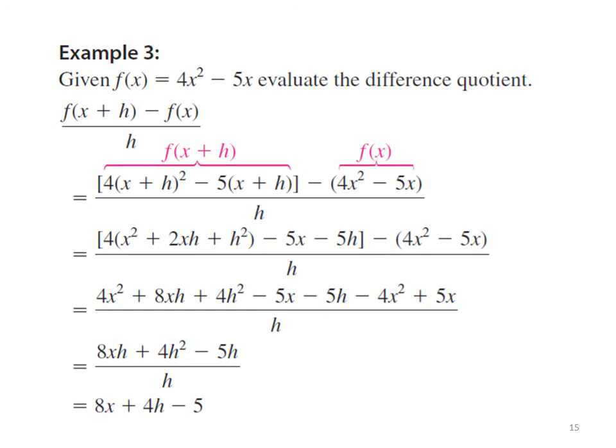There is one more thing we can do. H is a common factor for all of the terms in the numerator, so you can divide each term by h. 8xh divided by h is just 8x. 4h squared divided by h is just 4h. Finally, minus 5h divided by h is equal to minus 5. Or you can factor the h from the numerator and then cancel it with the h in the denominator. So here is now your difference quotient. It is equal to 8x plus 4h minus 5.